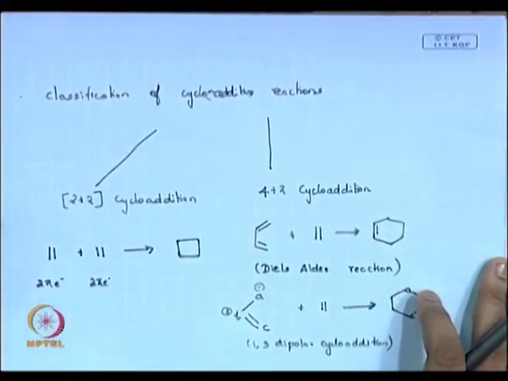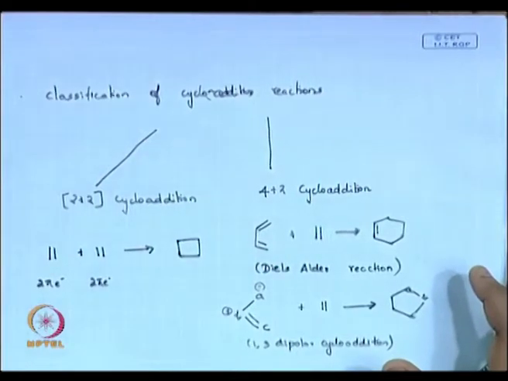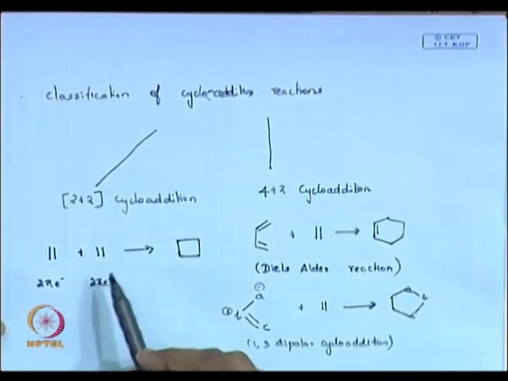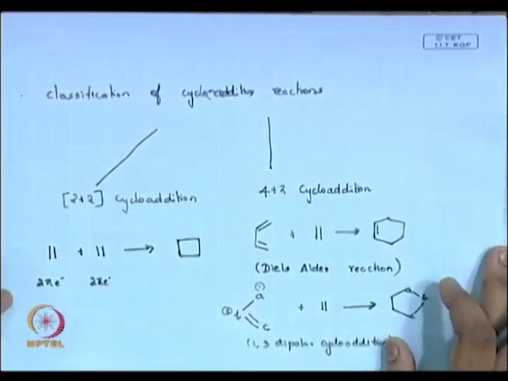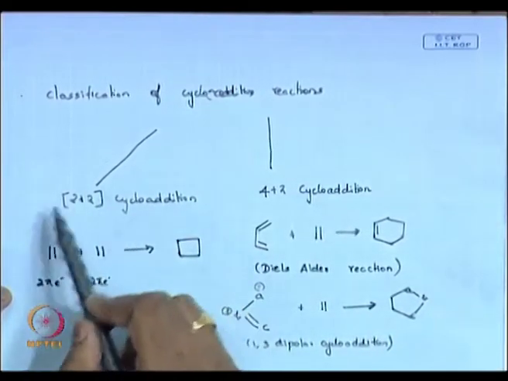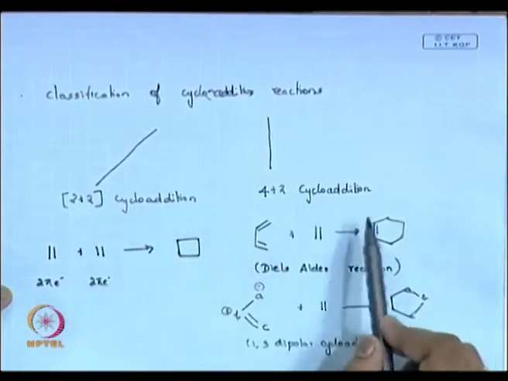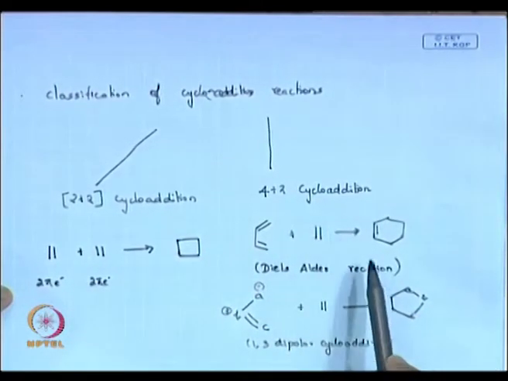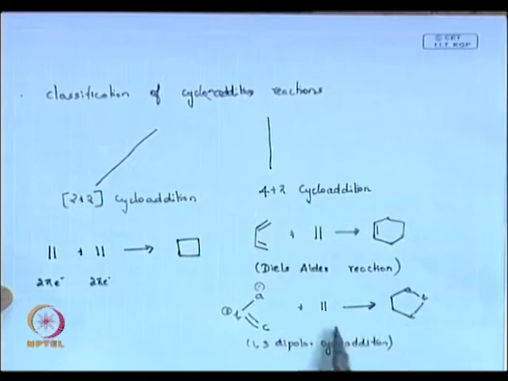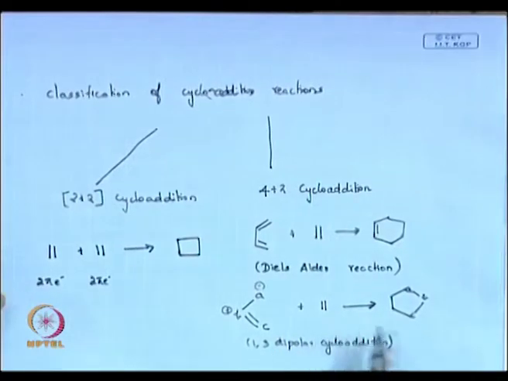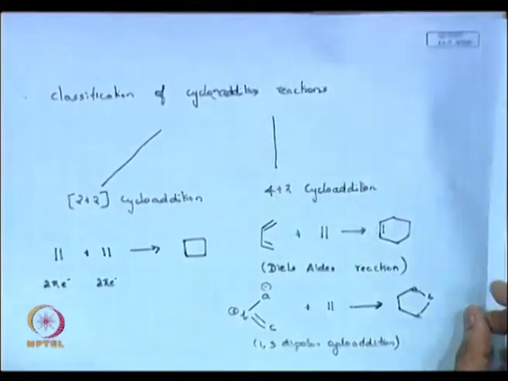Now, before getting into understanding 2 plus 2 cycloaddition and 4 plus 2 cycloaddition reactions, what we will do is try to understand more about the mode of additions. What we will focus on in the coming classes is 2 plus 2 cycloaddition reactions, then 4 plus 2 cycloaddition, in which we will concentrate more on Diels-Alder reactions, and 1,3 dipolar cycloaddition. These are the 3 reactions we will be concentrating on in the coming classes.